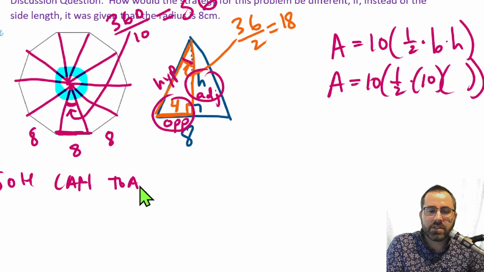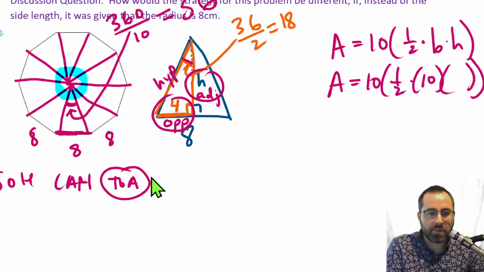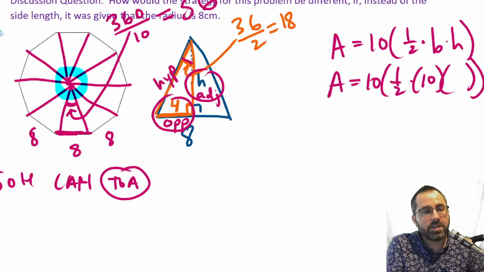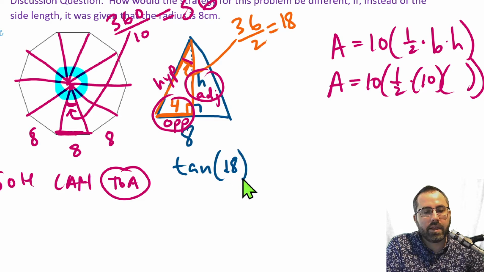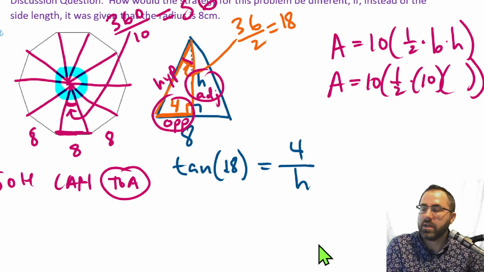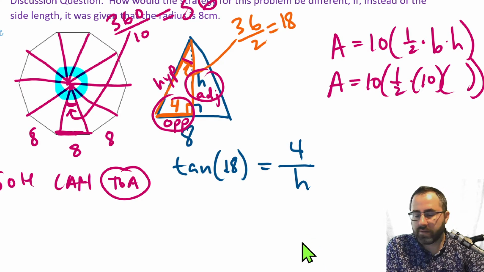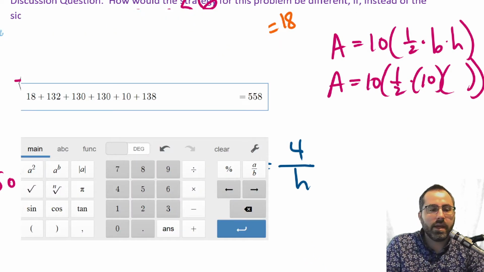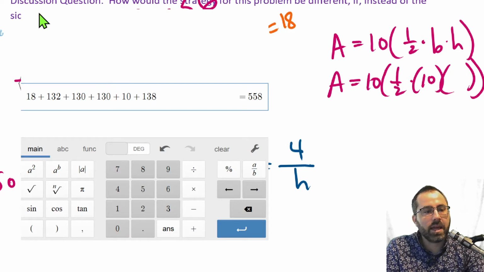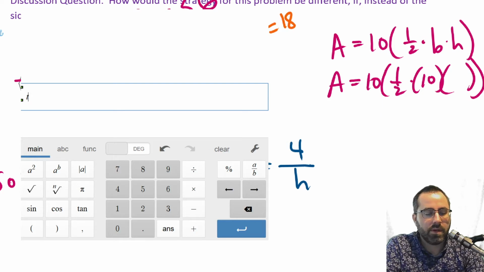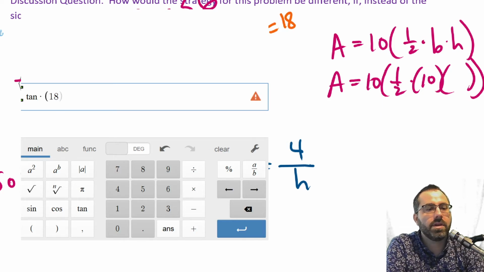And as you can see, opposite and adjacent appears in the tangent ratio. So we're going to use a tangent, and we're going to say the tangent of 18 equals the opposite side 4 over the adjacent side h. And now we solve for this. So of course we have to pull up our handy calculator, and first thing is we're going to look up the tangent of 18 degrees.